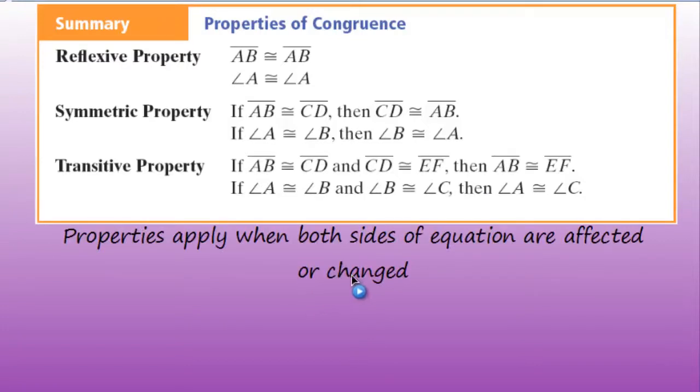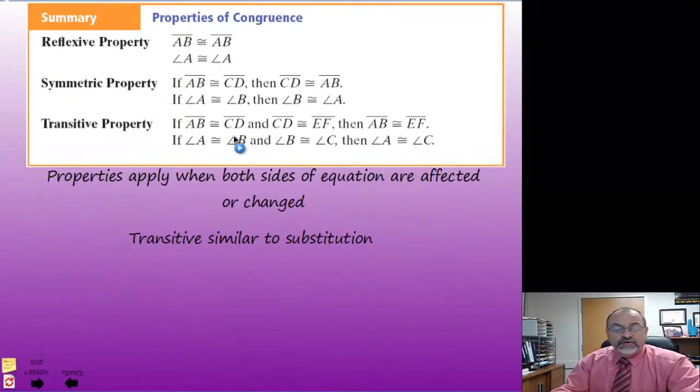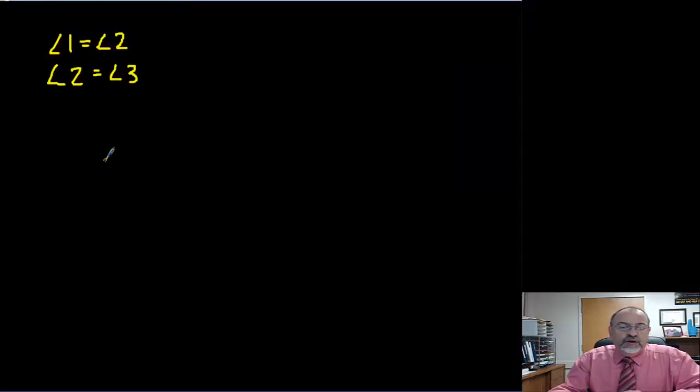It's very much like substitution. You notice that AB is equal to CD and CD is equal to EF, so instead of CD I can put AB in because AB and CD are the same. So it's similar to substitution, but we'll call it the transitive property when we're working with these. Alright, I'm going to do a couple of examples, and then we'll wrap this lesson up. So I'm just going to show you a couple of simple examples for the transitive property, and then we'll use them more as we go through the year.